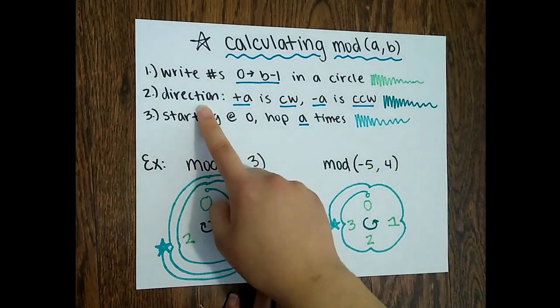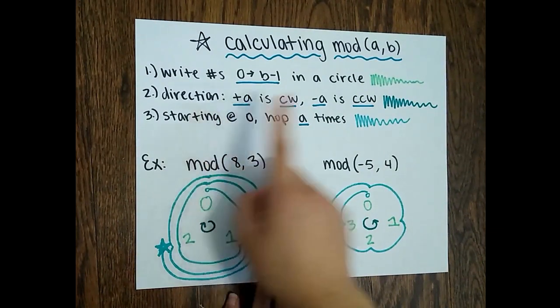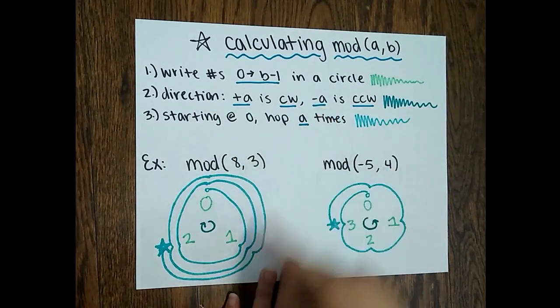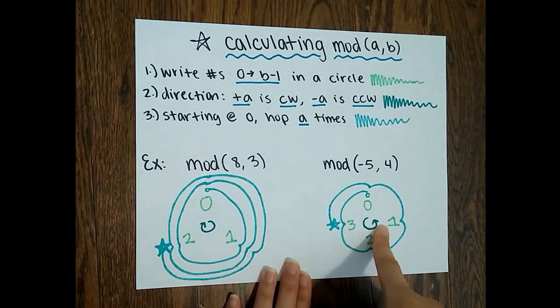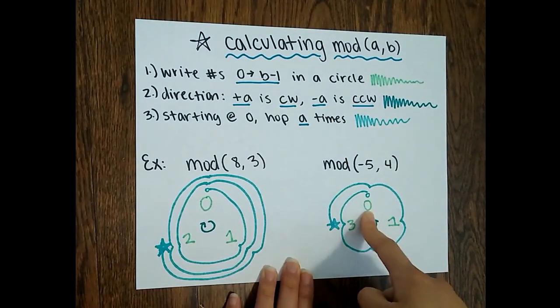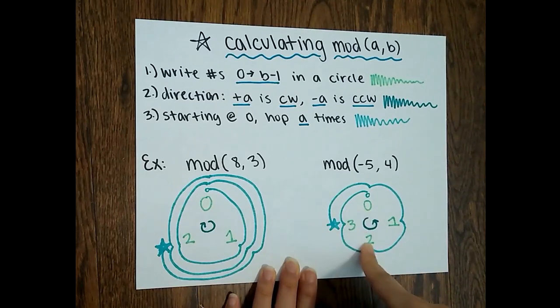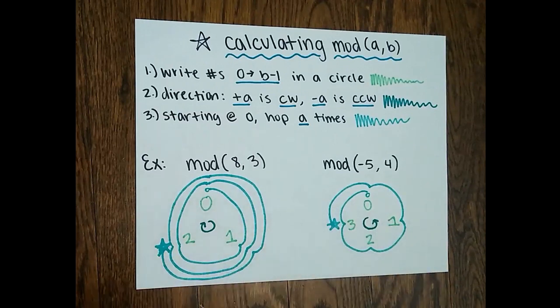Then we have to find out the direction that we actually move in. So a is negative, which means we're going to be moving counterclockwise. So I just drew a little counterclockwise arrow. Then we start at 0 and hop 5 times, 1, 2, 3, 4, 5, and we land at 3. So we know that mod of negative 5 by 4 is 3. And notice that this isn't the same as taking the remainder of 5 divided by 4, because that would be 1, and you would get the answer wrong in that case.